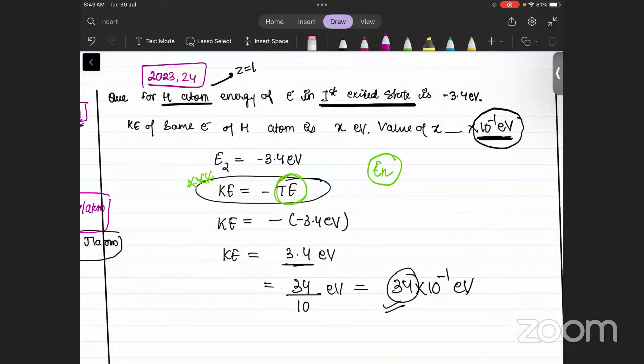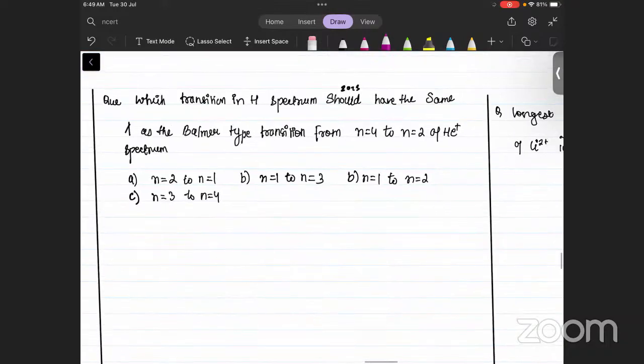And also, if in this year they gave you a question based on this, then again they may give you a question based on potential energy. Okay, so what we can write, potential energy is 2 times the total energy. Okay, now do this question.